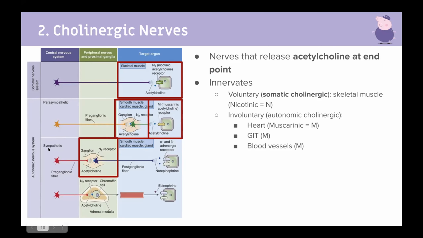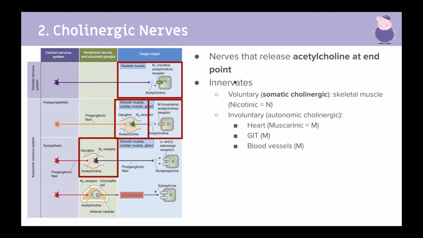Also just note that the sympathetic nervous system, even though it's associated with adrenergic nerves, you also have at the start of your sympathetic nervous system a short preganglionic fiber that will actually release acetylcholine acting on a nicotinic receptor, but that's not really that important right now, okay? So focus more on these two.